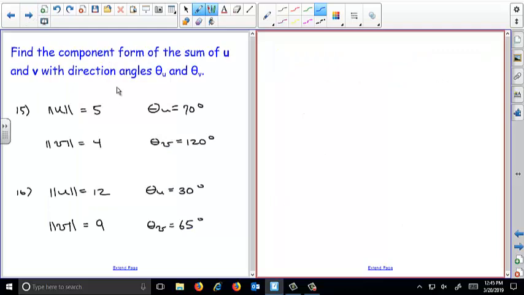Okay, next thing is, it says find the component form of the sum of u and v with directional angles theta sub u and theta sub v. So what we're going to do is break up the vectors into component form, and then add the two components together to get the resultant vector. So this is 15. Vector u is going to be equal to the magnitude of vector u times the unit vector associated with that directional angle. So I'm just writing it out here.